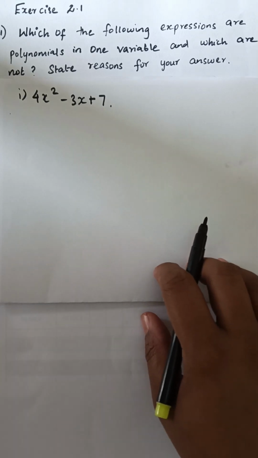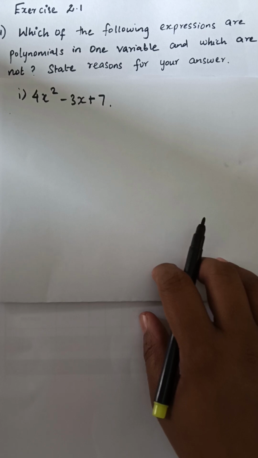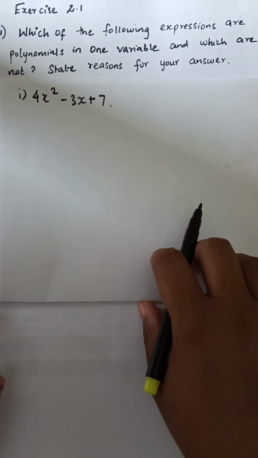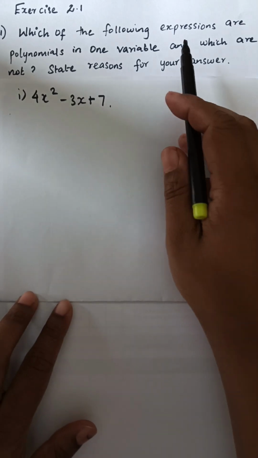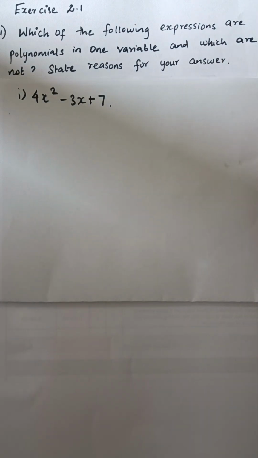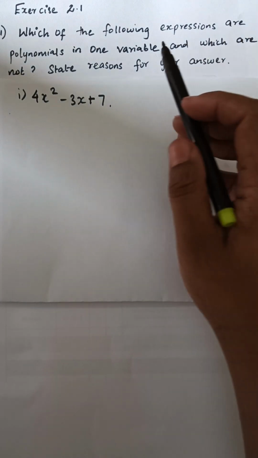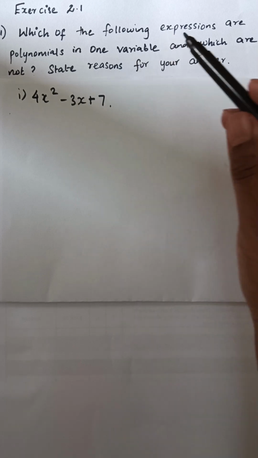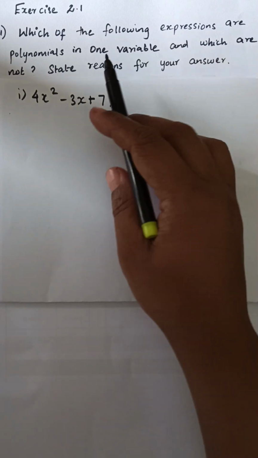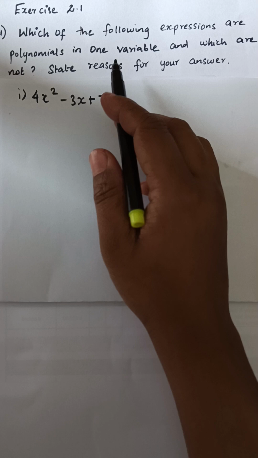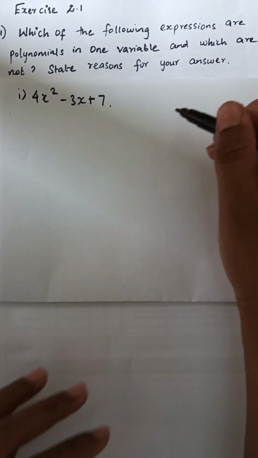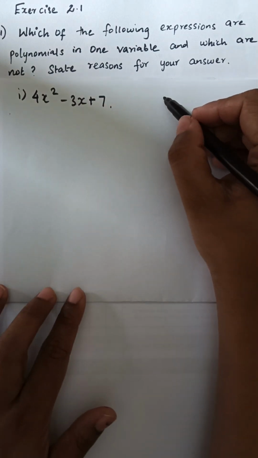This is Sinju. This is the polynomial chapter, exercise 2.1, first question. Here the question is they will give you some expressions and you have to find whether each is a polynomial in one variable or not. If it is a polynomial in one variable, you have to give a reason. That's the question. So you have to check two things.